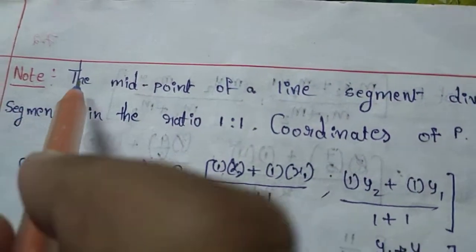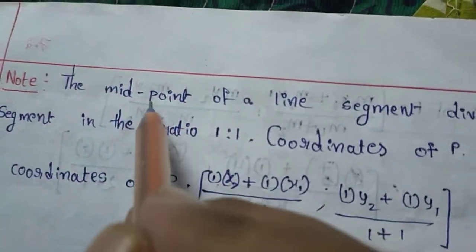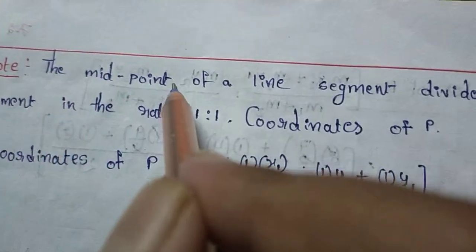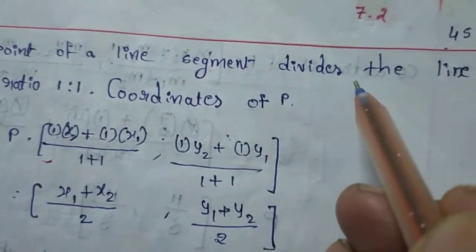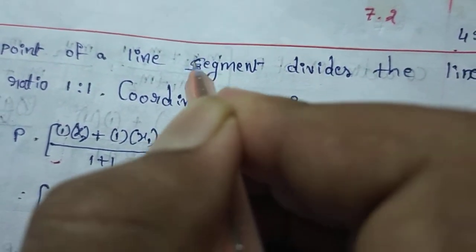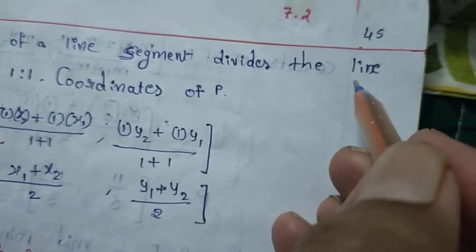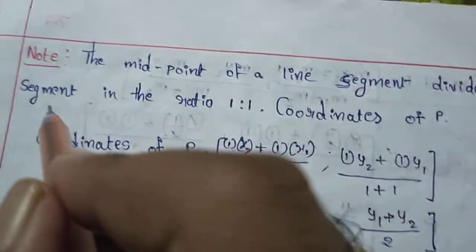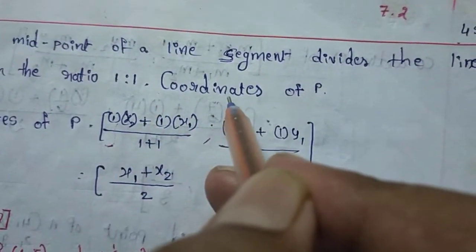Next note: the midpoint. The midpoint of a line segment divides the line segment in the ratio 1:1.